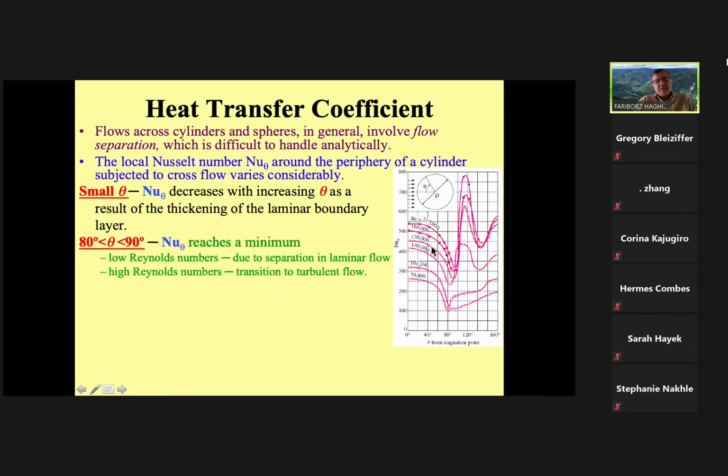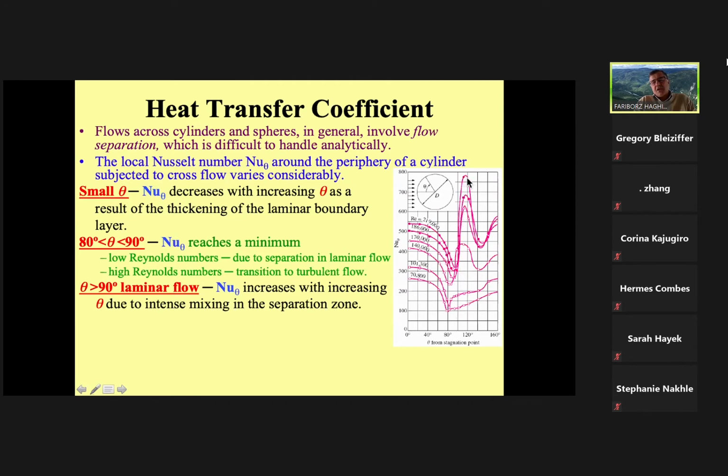And if theta is between 80 and 90, this value right here, theta at 90 is right here. You can see the value decreases slowly here. This is the lowest value. And then as theta increases, the value will increase dramatically. As here is 90 degrees, the local heat transfer coefficient will increase, okay? We can see the same thing that we had for the plate.